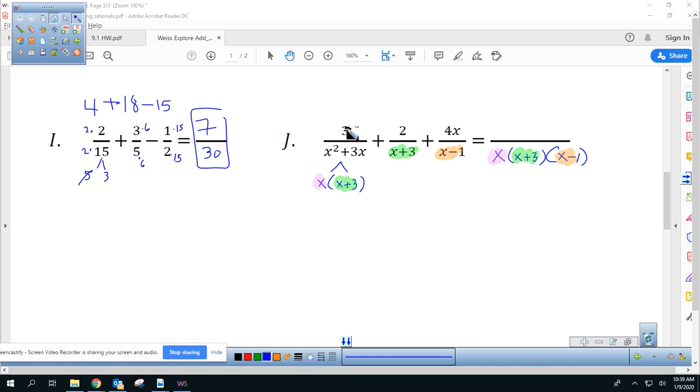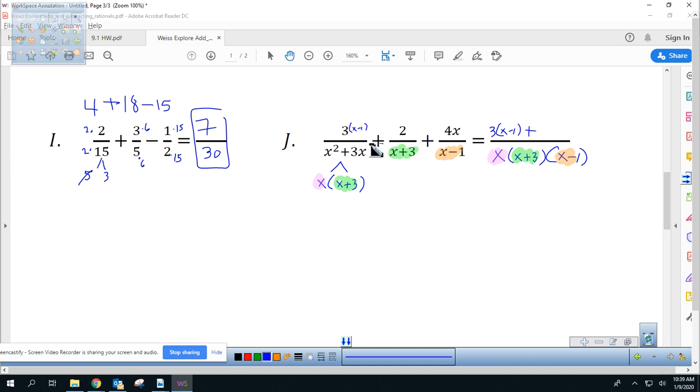All right, so let's go through. This 3, I'm going to start with 3, so I'm going to copy it over here. That 3 numerator has this current denominator. Well, it has pink, it has green. There's pink, there's green. It's missing orange. So I need to multiply this by x minus 1. So 3 times x minus 1 is what I'm going to start with. I usually write my numerator and then I simplify it later.